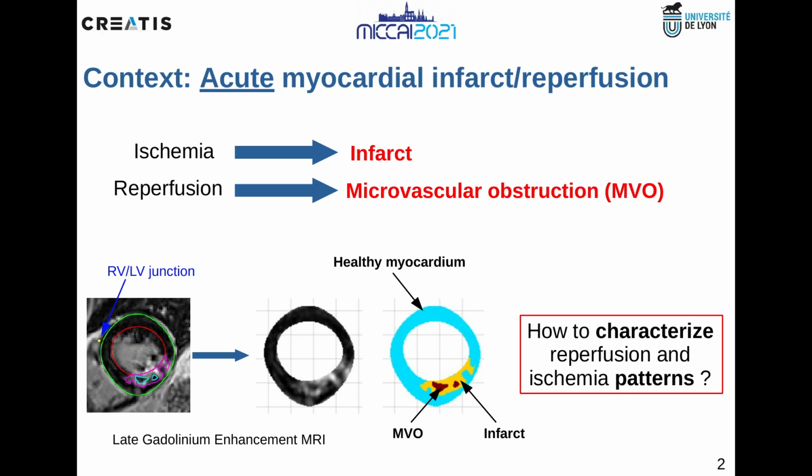And when we cure infarction, we reperfuse the heart, sorry, and this reperfusion leads to a sudden surge of blood in areas which were deprived of oxygen, and it can lead to reperfusion injuries like microvascular obstruction (MVO), which is of interest today. So we aim at better understanding the underlying mechanisms of microvascular obstruction and other reperfusion injuries by characterizing reperfusion and ischemia patterns.